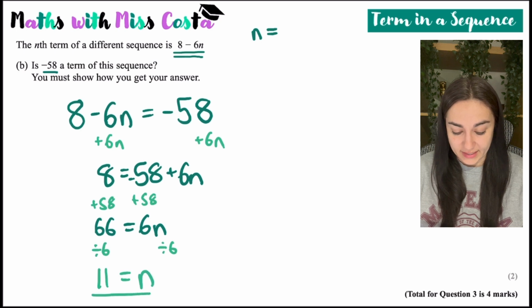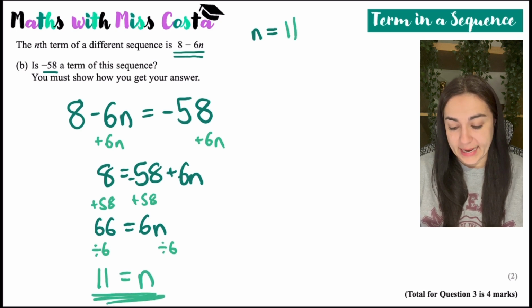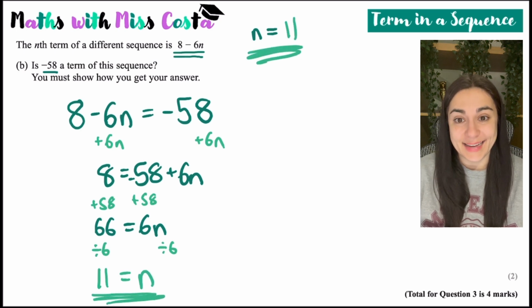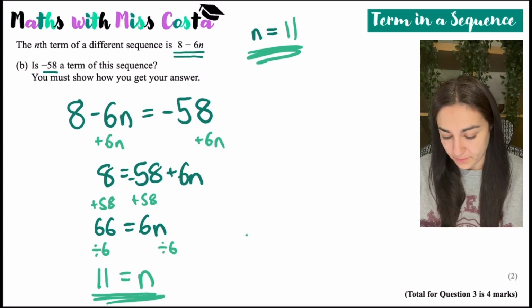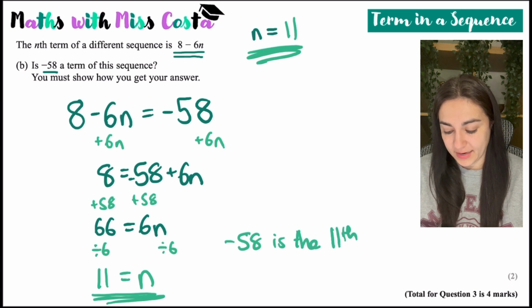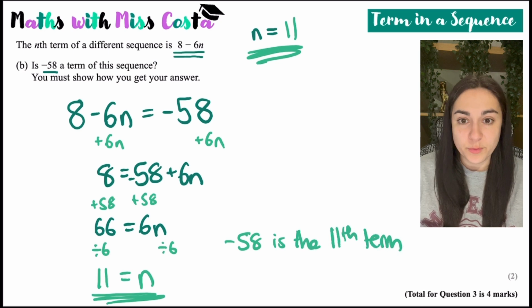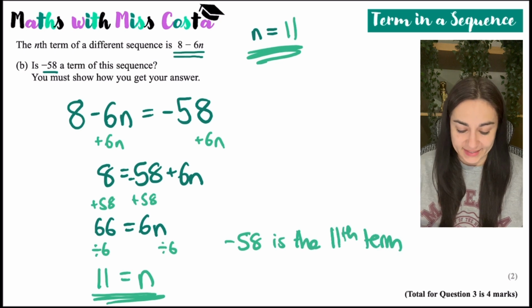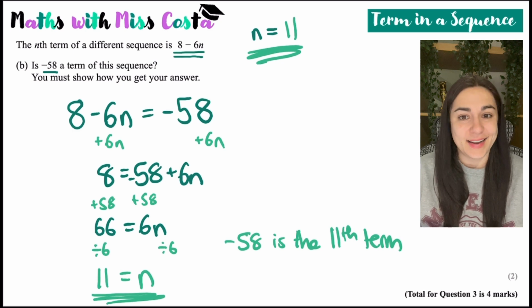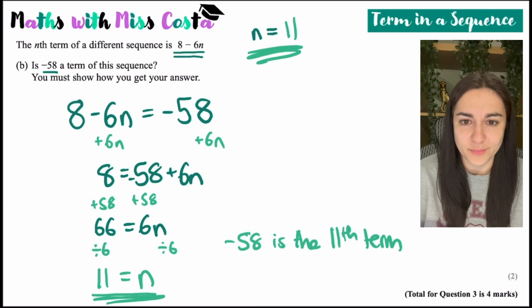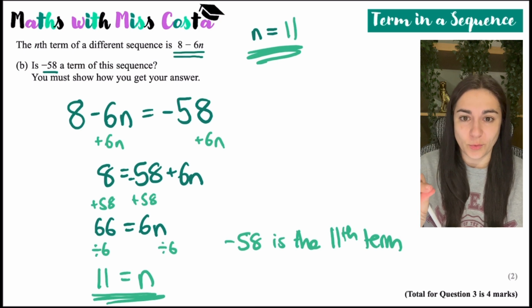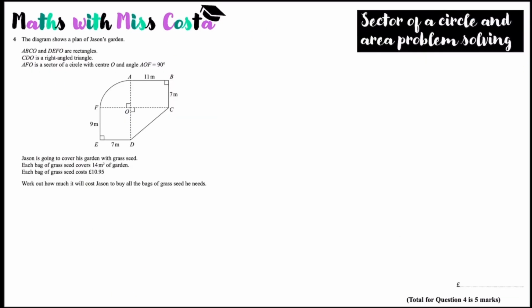So 11 equals n. Now, if n is a whole number, then it is a term in the sequence. It tells me that negative 58 is the 11th term in this sequence. If when you solved it you found that n was, let's say, 11.2, then it isn't a term in the sequence because you don't have an 11.2th term. Terms in a sequence are always going to be integers, whole numbers.